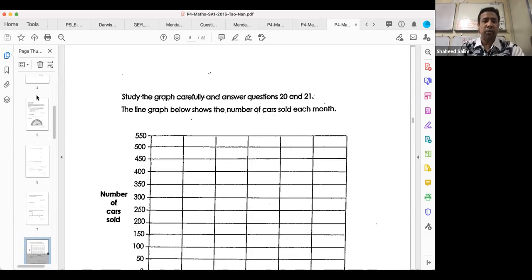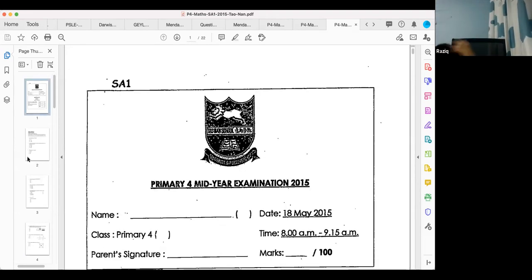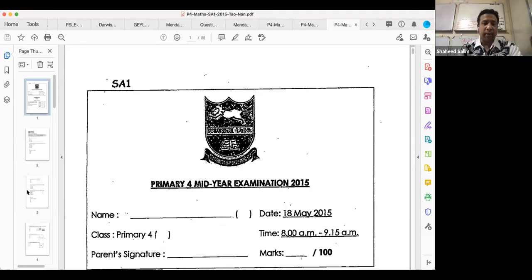This is which school is this? This is mid-year tahunan. Tahunan.